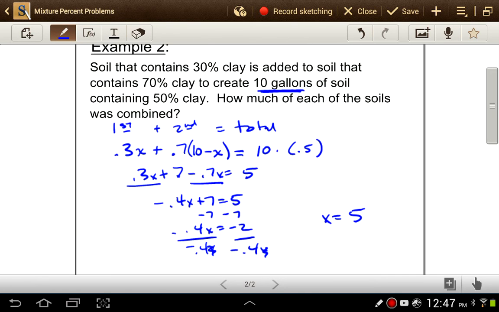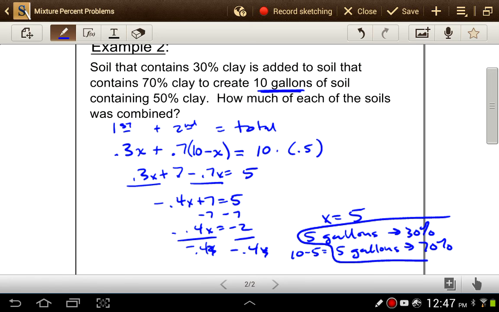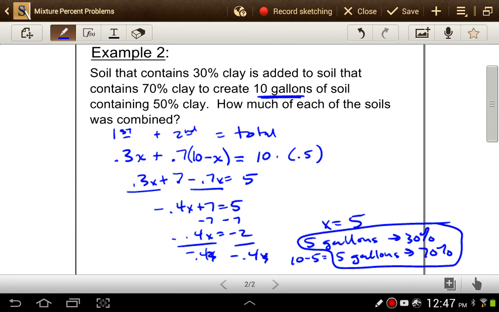X was the first soil that I used. So I know that the 30% soil is 5 gallons. Then to find the second soil, I'm just going to do 10 minus 5, which equals 5 gallons. So I put an equal amount of each soil in there: 5 gallons of the 30% soil and 5 gallons of the 70% soil. That's how we're going to do those, and those are basically the formula that we're going to be using for these problems today.